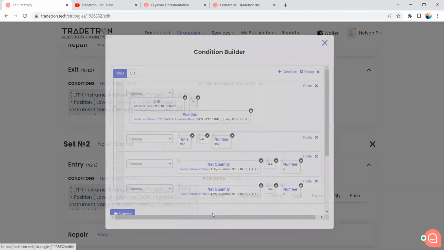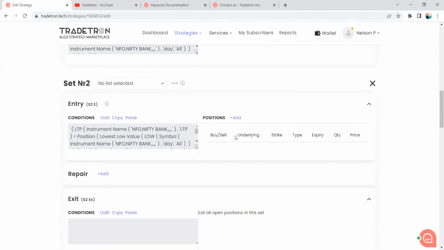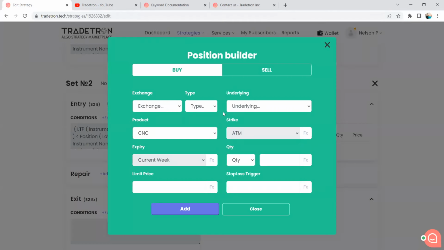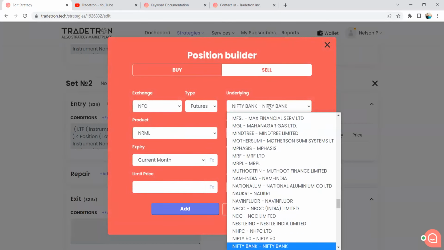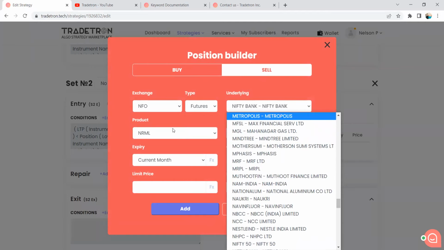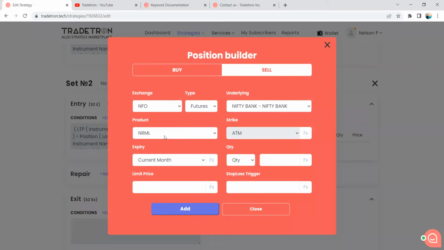After this, we'll put this as the short entry condition, and we will put the short position over here. So instead of buy, we will select sell. Exchange, we will select NFO. Again, futures. Again, we will select Nifty Bank. Again, this will be a positional strategy.